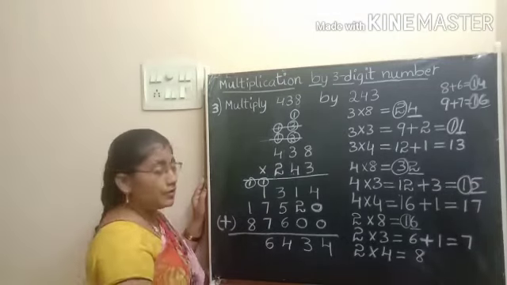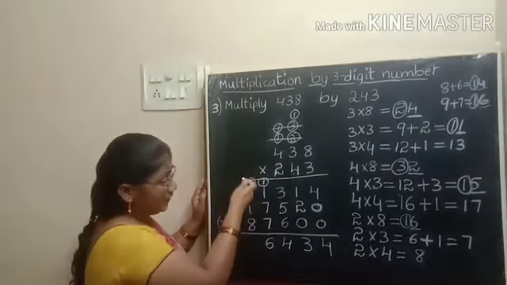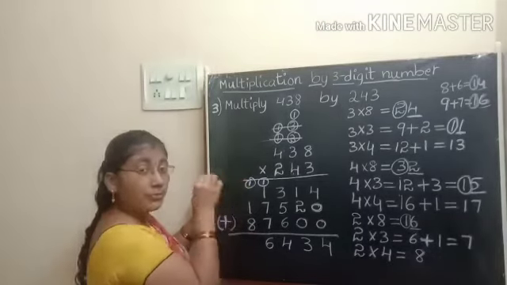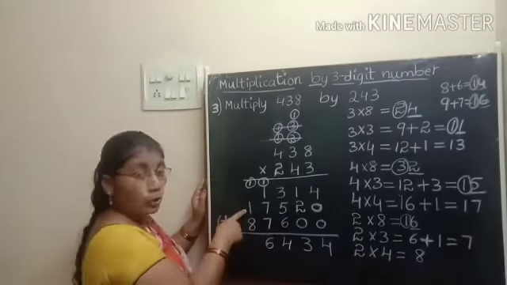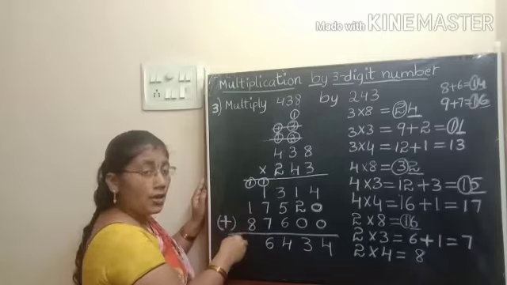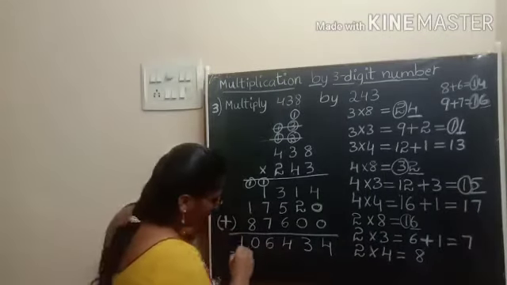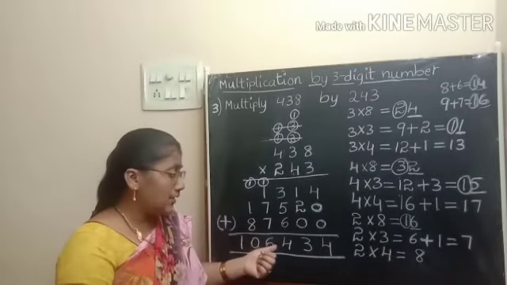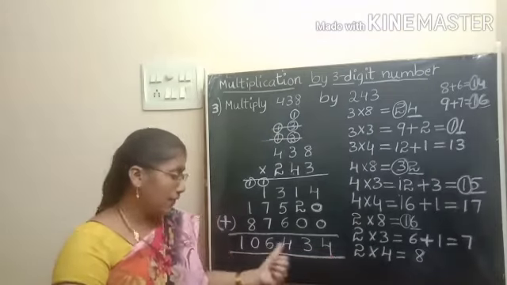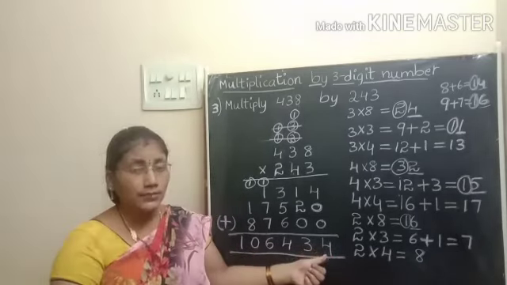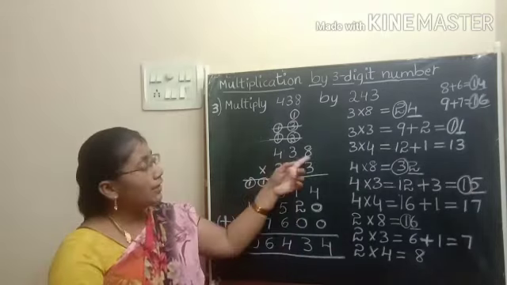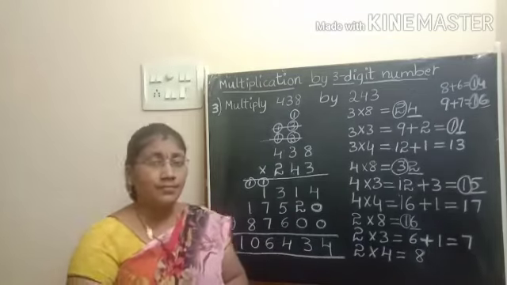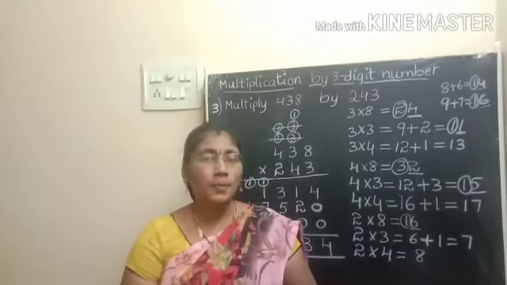Understood? Now we have to add the digits in 10,000's place. Look here. We should start from carry. 1 plus 1, 2. 2 plus 8. How much? 10. So this is our final result. How much it is? 1,06,434. This is the product of 438 and 243. Is it clear, children? Have you understood this topic?